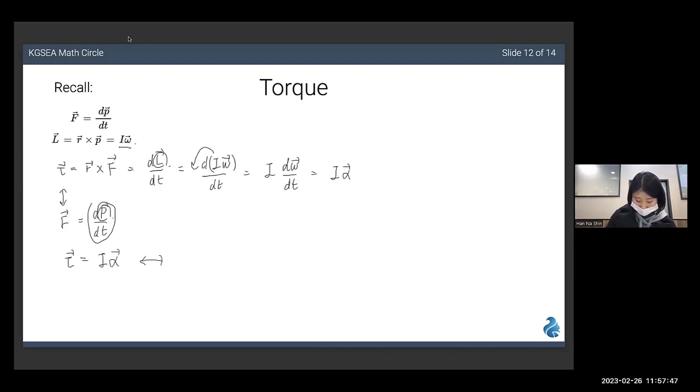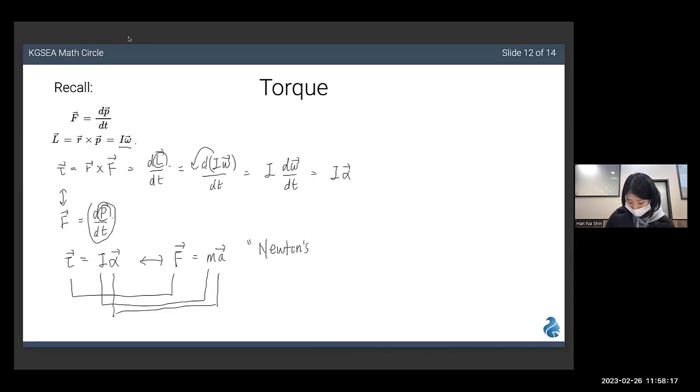So this should look somewhat familiar because we know that torque is I alpha. Torque is parallel to F, and F equals ma. We can see this parallel once again. So torque and F are parallel, I and m, and alpha and a. And this is the most important formula in mechanical physics. It's Newton's second law. So torque equals I alpha would also mean that this equation is Newton's second law in rotation.